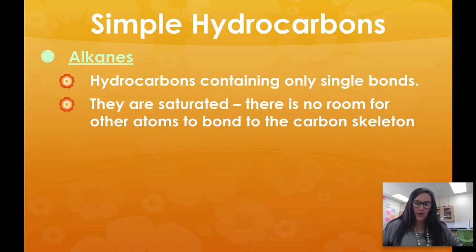Last thing we're going to talk about today is our first group of simple hydrocarbons, which is the alkanes. These are hydrocarbons that only have single bonds. The one I just drew, notice I only used single bonds to get that all the way filled up with hydrogen, so that would be an alkane. The other thing about alkanes is that they are saturated, which means that there is no room for other atoms to bond to the carbon skeleton. The whole thing is saturated with hydrogens. There are no empty spots.